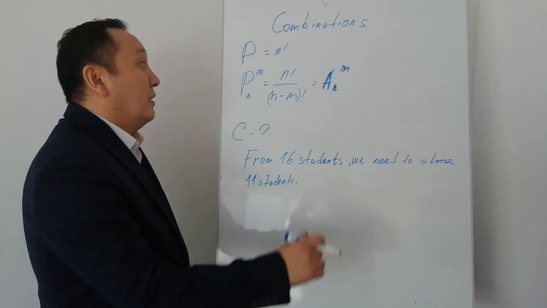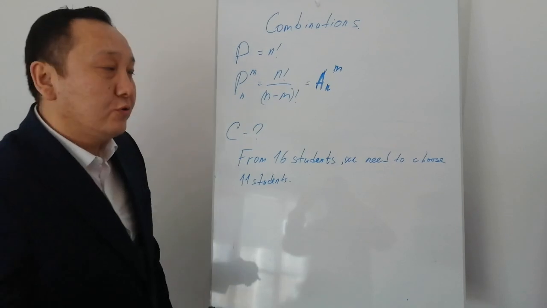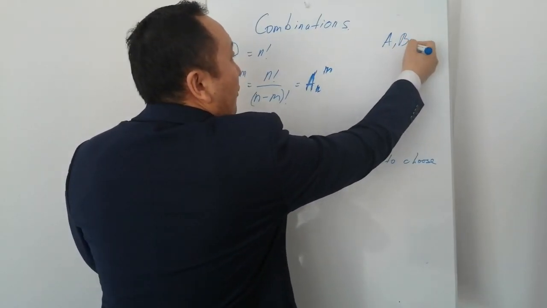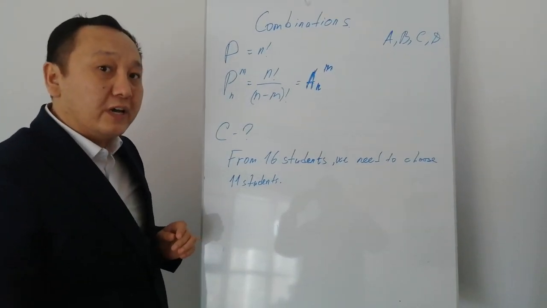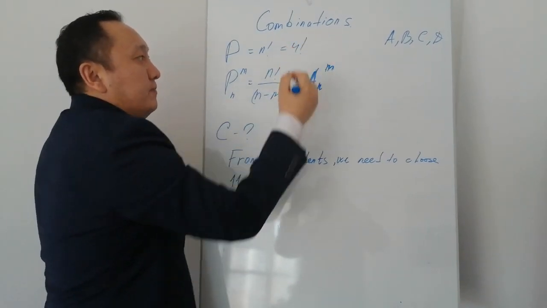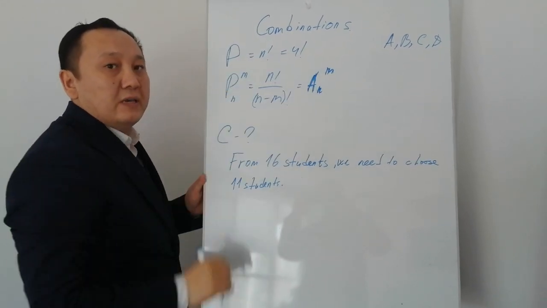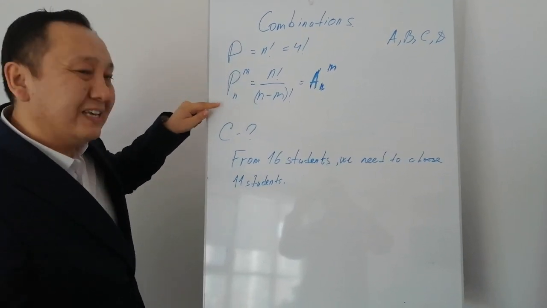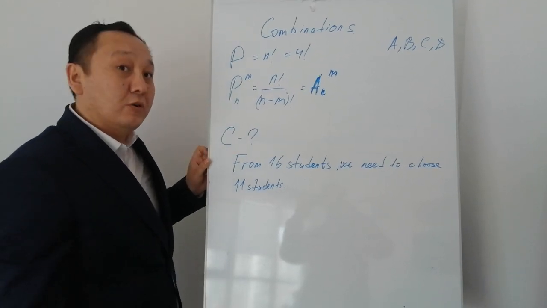So if you know permutations, P equals n factorial, we use it if, for example, we have four letters A, B, C, D, and we ask how many words we can create by using all of these four letters. In this case, it's just 4 factorial. So it was a permutation when we use all the letters, and it counts how many different words we can create.